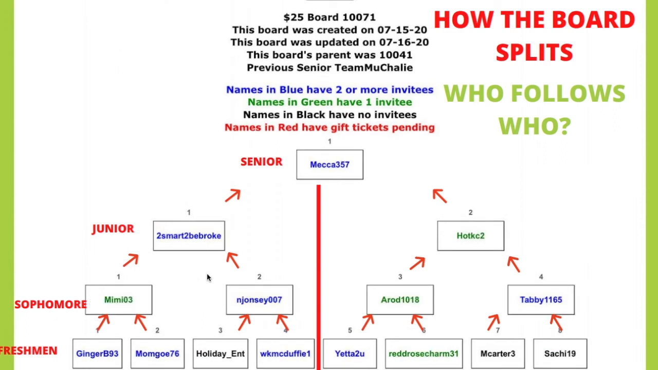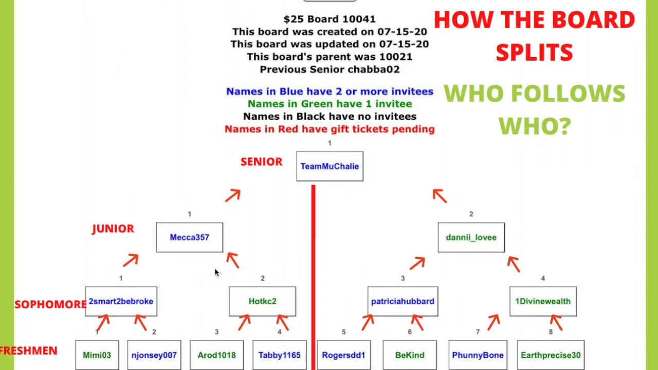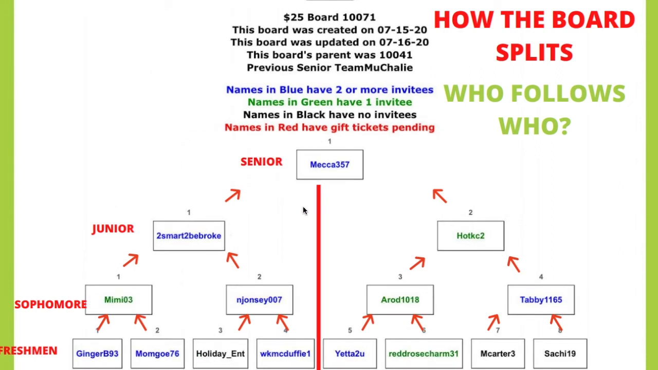So you can see now that everybody graduates again. And keep in mind, I just happen to be on the left side of this board. So when I go to the next board, that's going to be the one that shows. I'm showing the left side. So these freshmen will be sophomores. These sophomores, including me, will be juniors. And this junior, Mega 357, will be the person at the top of this board. And that's exactly what we see here.